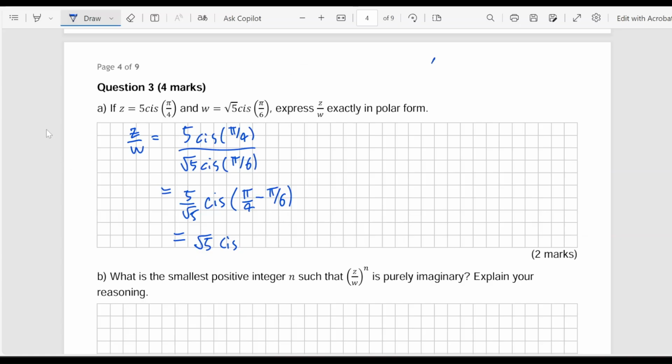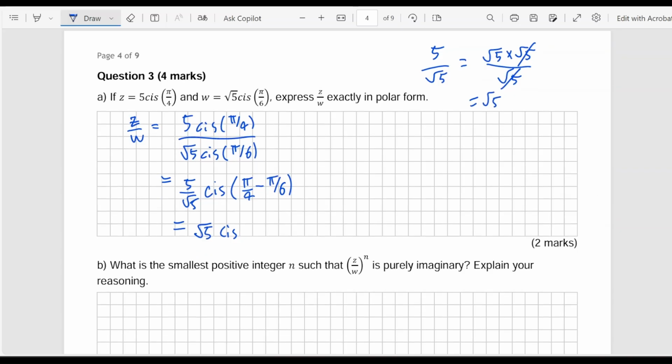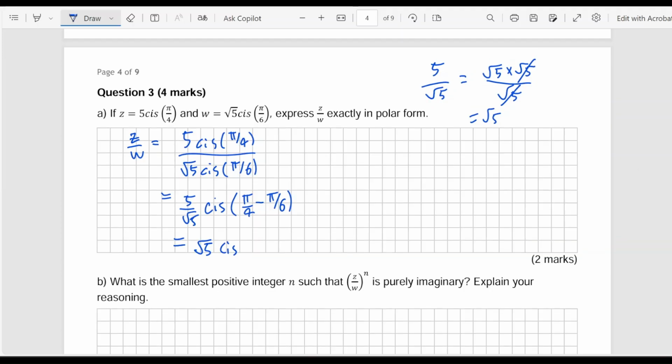Or if you want to do it by hand, you can go 5 over root 5. This is going to be root 5 times root 5. That's what 5 is. You get root 5. There's a million different ways to do that. You can use index laws and stuff. You can times by root 5 on the top and the bottom instead, but you will get root 5.